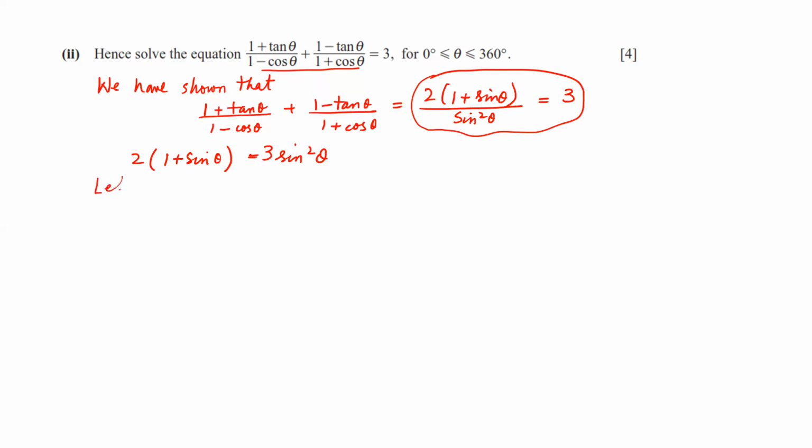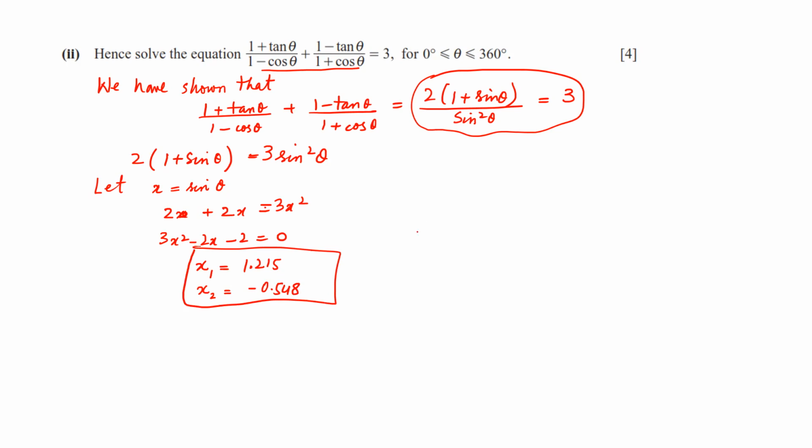So let x be equal to sine of theta. So if my x is equal to sine theta, it would be 2x. So it will be 2 plus 2x equals 3x square. So this is a quadratic equation: 3x square minus 2x minus 2 equals 0. If I solve it, I will get x1 is equal to 1.215 and x2, the roots of this quadratic equation, minus 0.48.